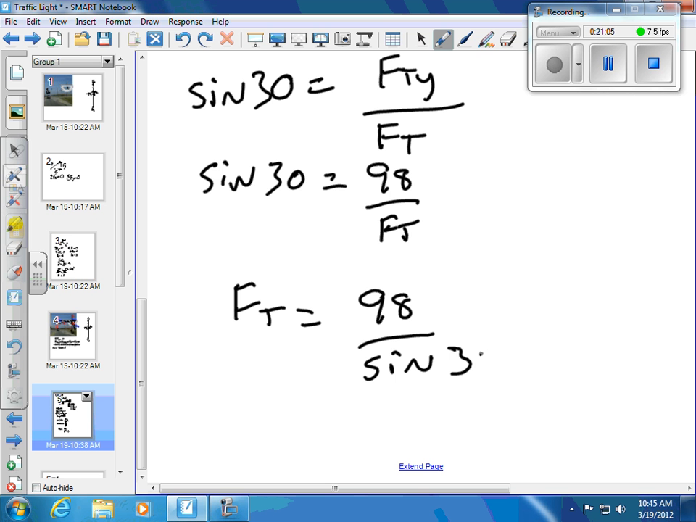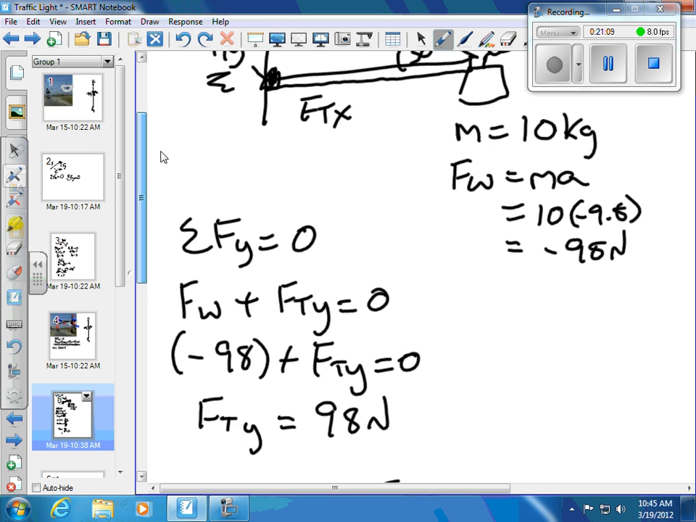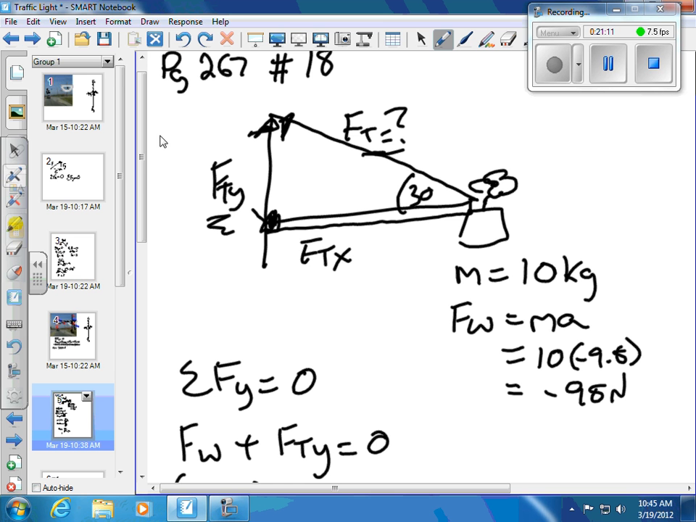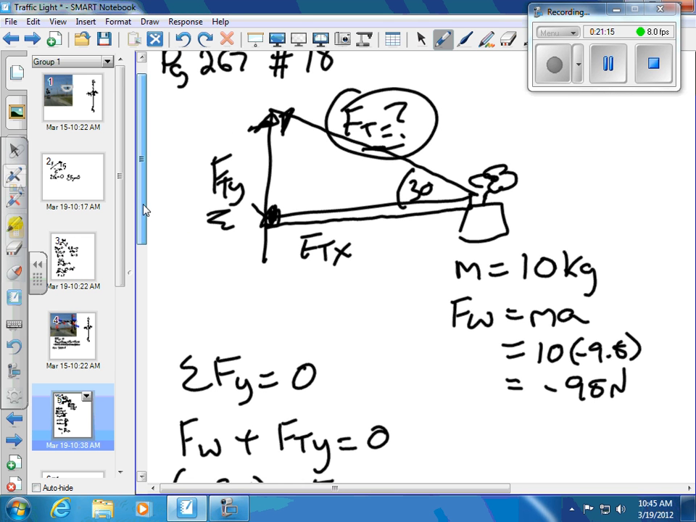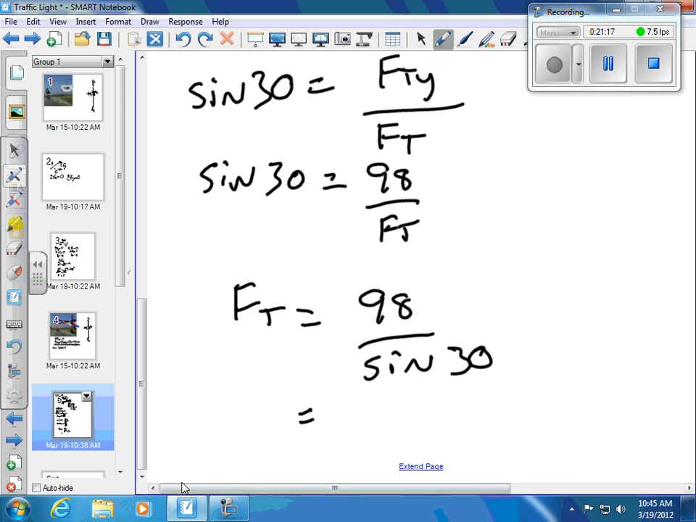Is FT like the resultant one? Yeah, FT is this one right here. Do you want the X then? We don't need our X yet. Not yet. So then if you use your calculator, you get 196 newtons. No big deal.